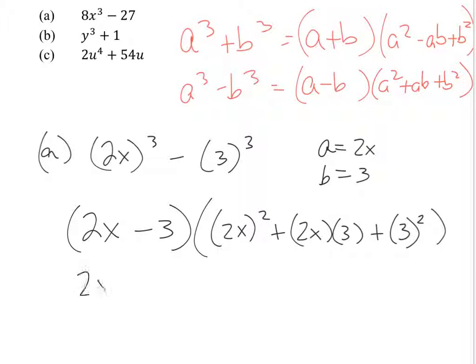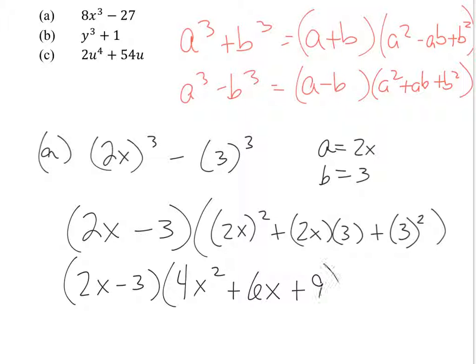So your answer becomes the following. 2x minus 3 times the quantity 4x squared plus 6x plus 9. That make sense? All you're doing is applying a rule. It's a simple rule to do this every time.